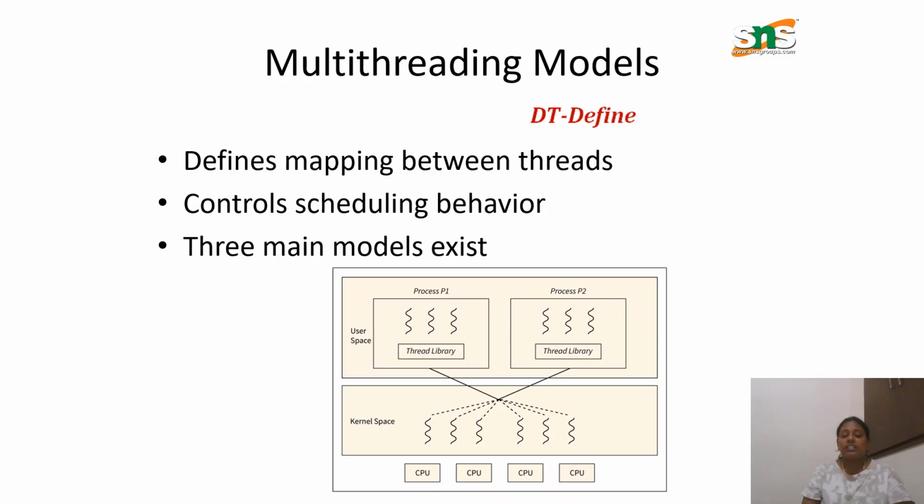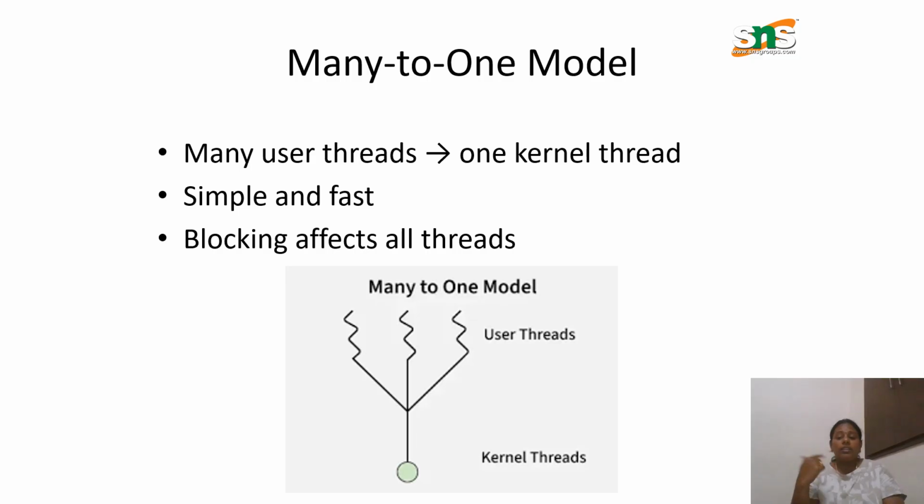A thread is a lightweight process. It's a lightweight process which is present inside of the process, and the model defines the mapping between threads and controls scheduling behavior. Many to one model means many user threads, one kernel thread, simple and fast. Blocking affects all threads. This is the many to one model.